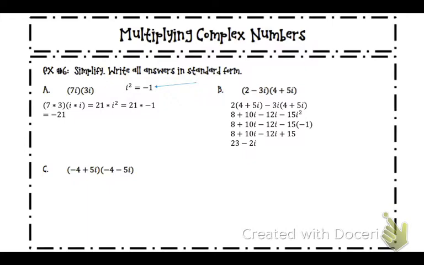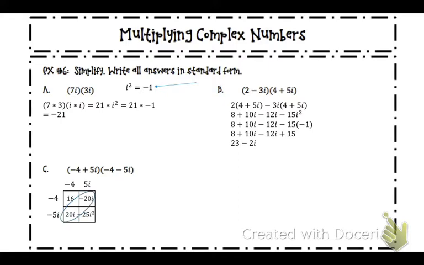Okay? And then for this last one, I'm going to use the box. You could do it by distribution, you could do it by the box. I just want to show you both ways. So this is a 2 by 2 box. I have negative 4 and 5i on top, negative 4 minus 5i on the side. Then you just find the area of each box. So negative 4 times negative 4, positive 16. 5i times negative 4 is negative 20i. Negative 4 times negative 5i is 20i. 5i times negative 5i is negative 25i squared.